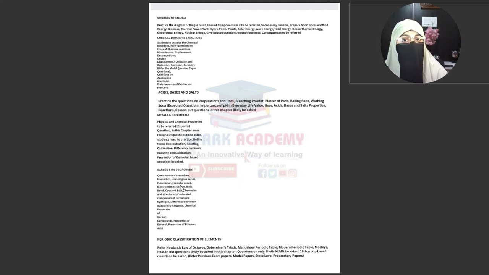Then electron dot structures of NaCl, mostly NaCl, because that is the question which has been asked for so many years. Then ionic bond, covalent bond, then the formula and structure of saturated compounds of carbon and hydrogen. The formulas are given in your textbook, so you need to remember them. Then the difference between soap and detergent, then the chemical properties of carbon, that is catenation, isomerism, tetravalency, which you need to write. Then the properties of ethanol and ethanoic acid.